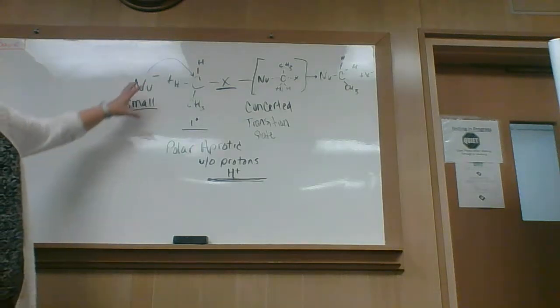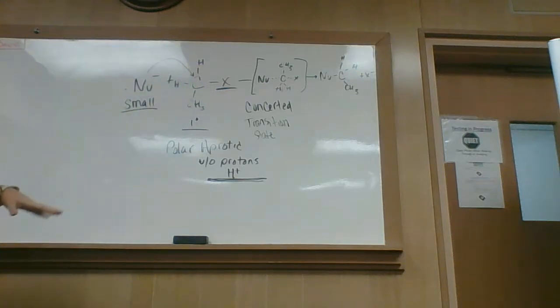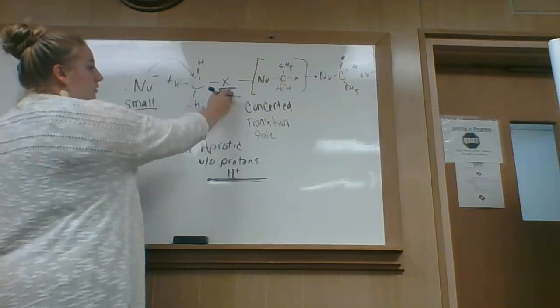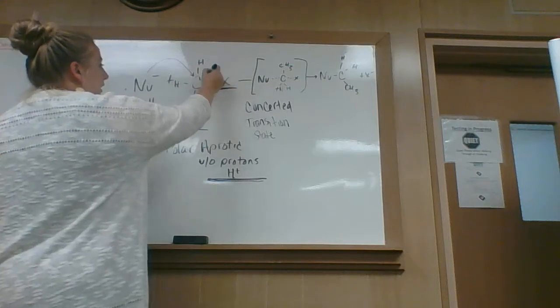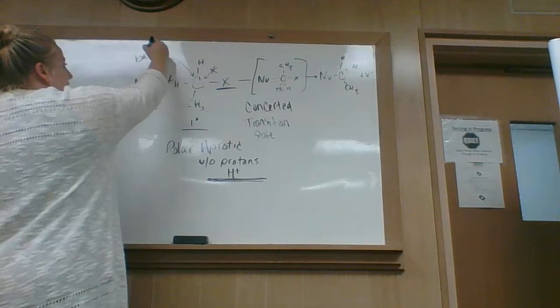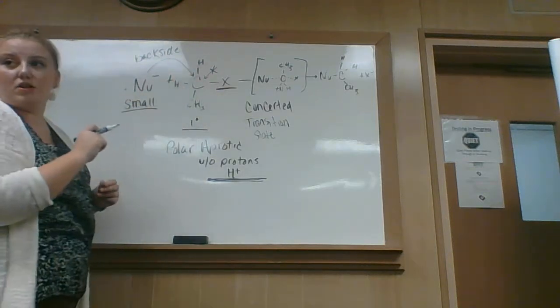So you'll notice this arrow that I've drawn here. We have the nucleophile attacking the carbon. This is intentional, the way that I've drawn it. The nucleophile will always attack opposite of the halogen, so you would never get it attacking here. This is referred to as a backside attack, the backside of the halogen.